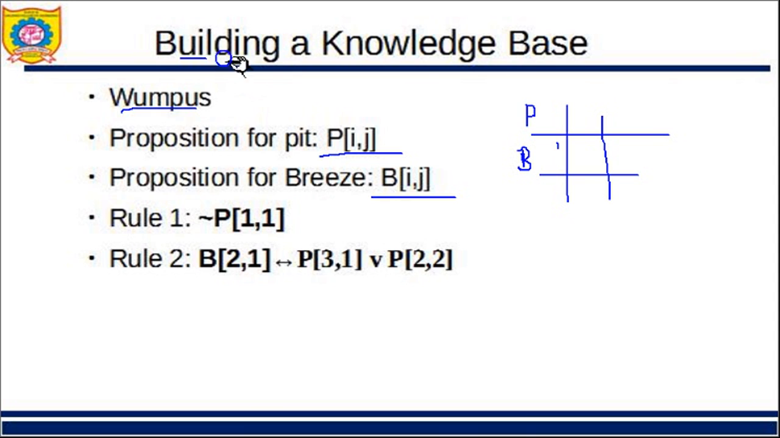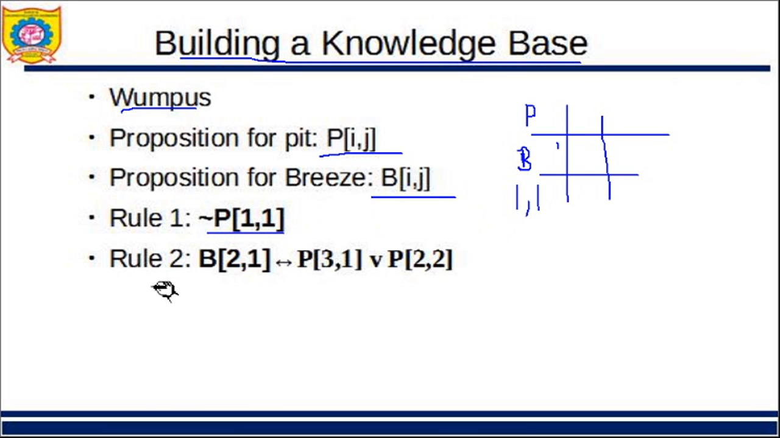What I'm trying to do is build a knowledge base. Building a knowledge base means I have to add certain rules. The first rule I add is that there is no pit at 1 1. Suppose this is the position 1 comma 1. So I say that there is no pit at 1 1. This is my one rule. When we saw this Wumpus example, we knew that there was no pit over here. So I say the same using rule 1, that there is no pit in 1 1.